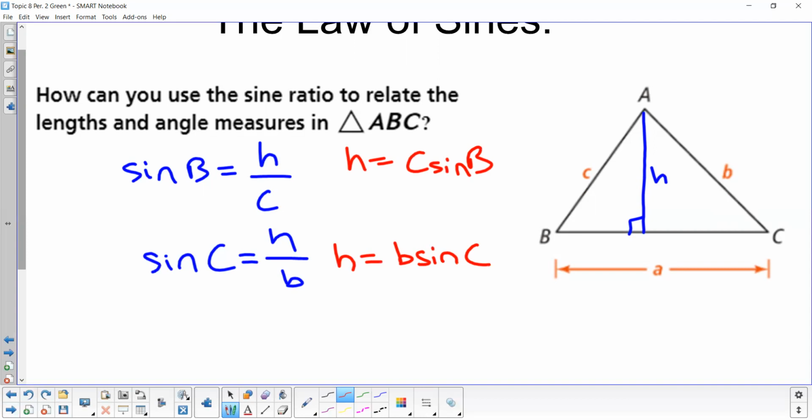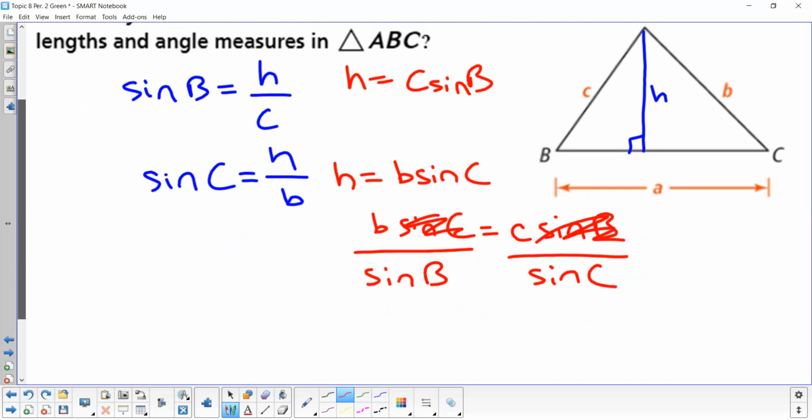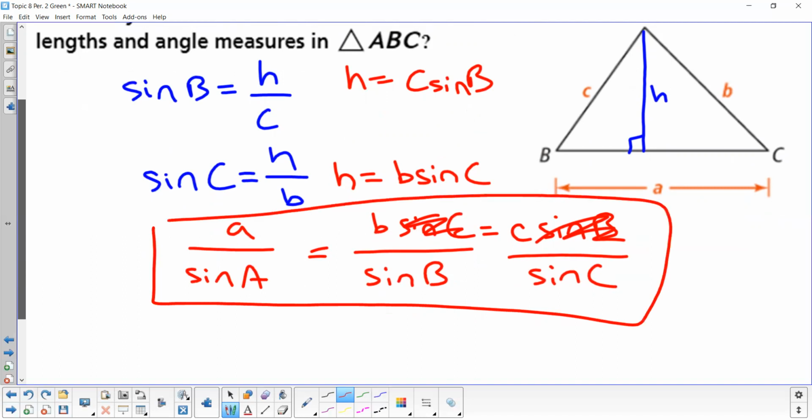Well, they're both equal to H, right? Yeah. So I can set them equal to each other. And let's divide both sides by the sine of C. And that's gone. Divide both sides by the sine of B. And that's gone. And we can show another relationship. This is the law of sines. Hang in there.